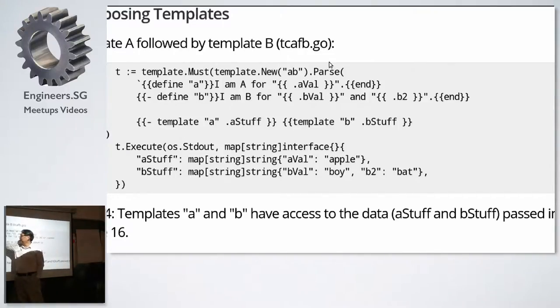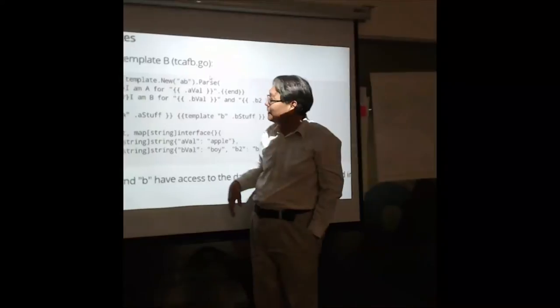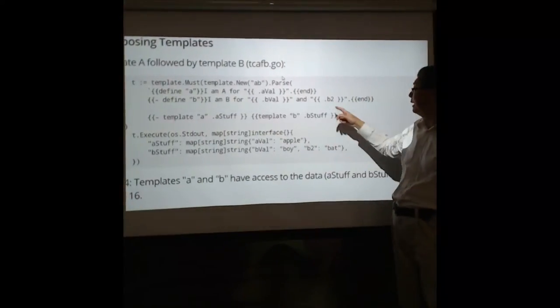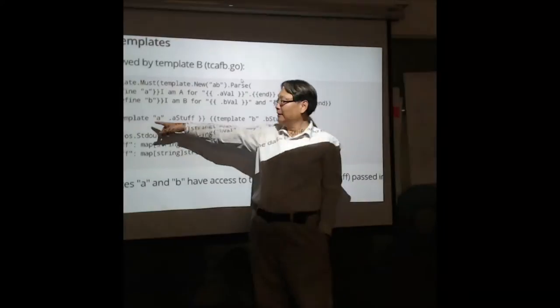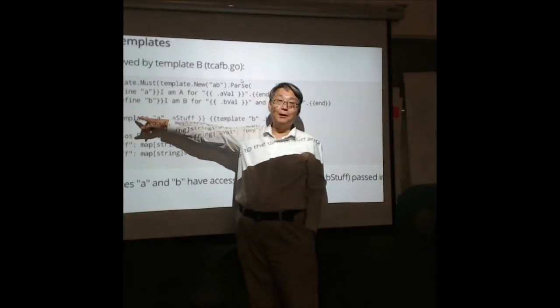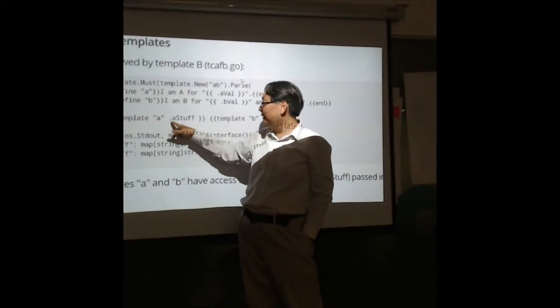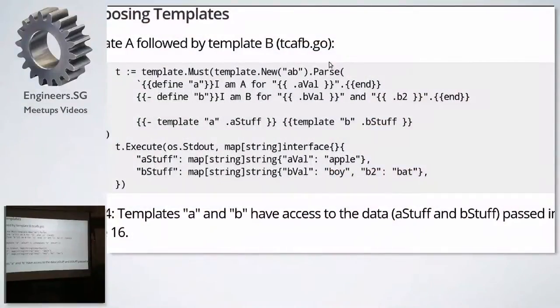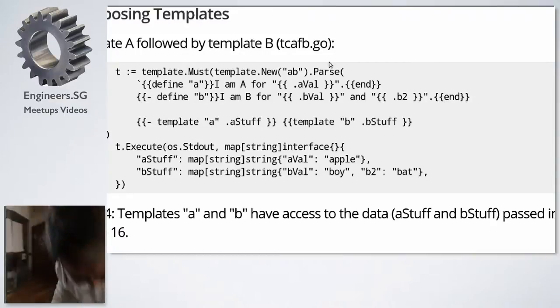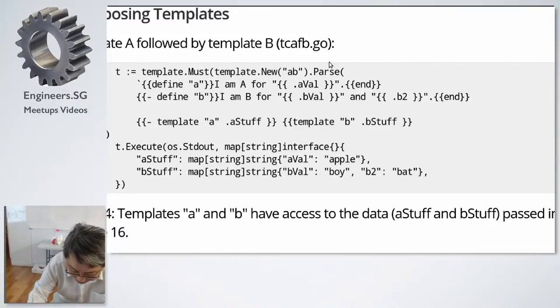Defining template B, you now know what the dashes do. It eats up white space. I and B for B value and B2. End. Here, I'm calling the template. I'm including the template here. So template A stuff, template B stuff. So here I'm defining templates, here I'm calling templates. When I execute that template, let's see what happens. That's pretty simple, you should expect.